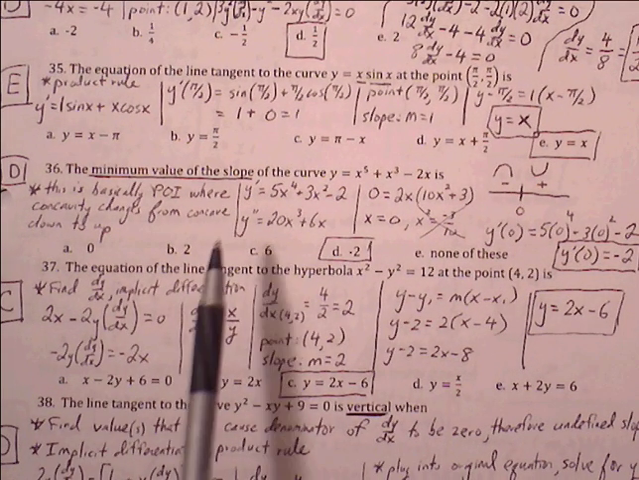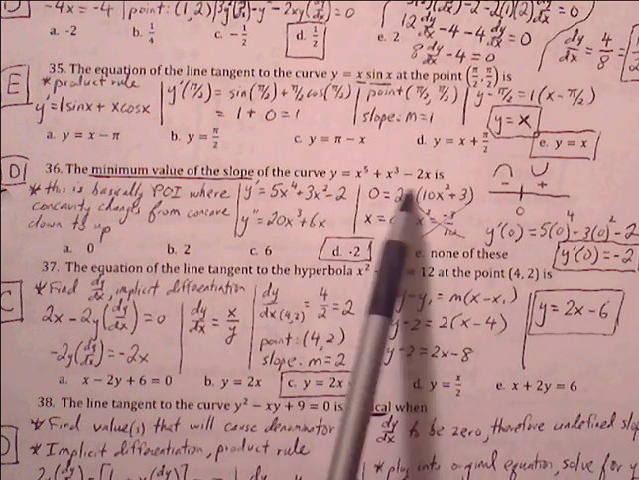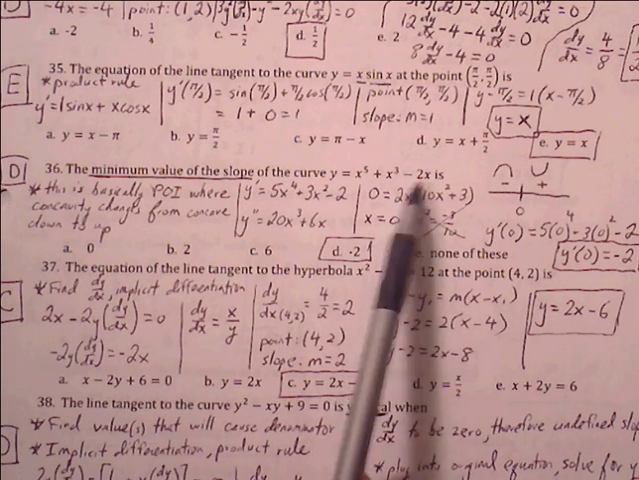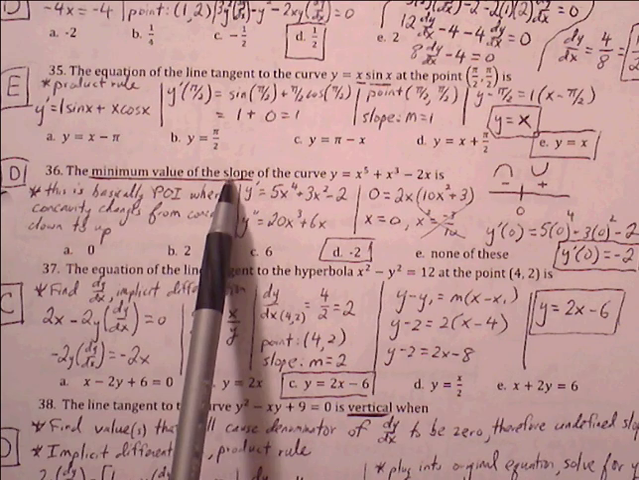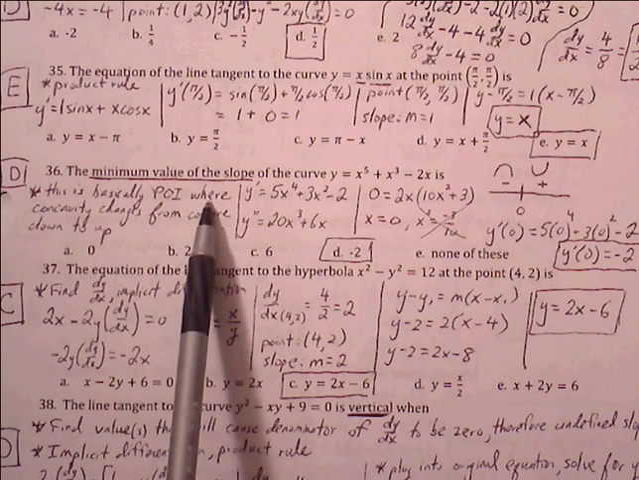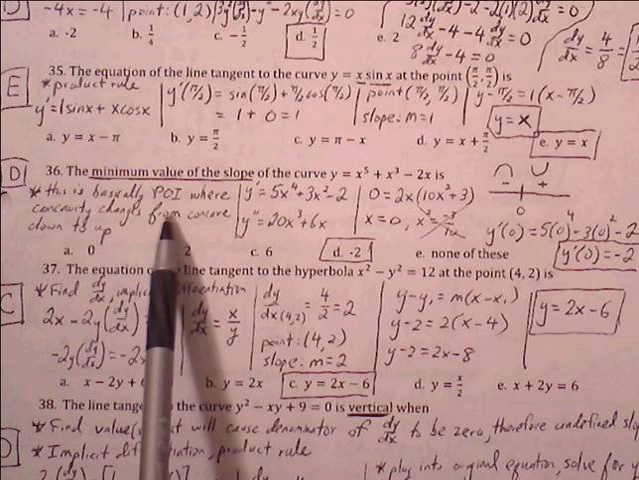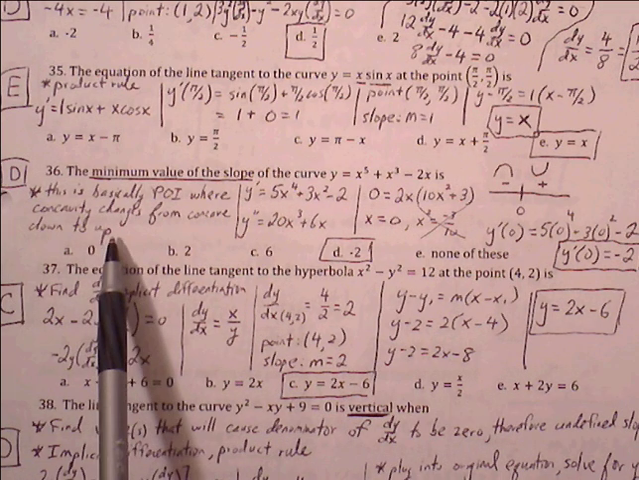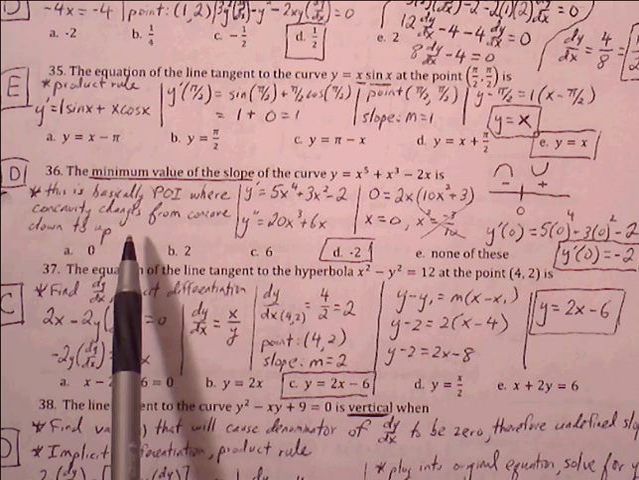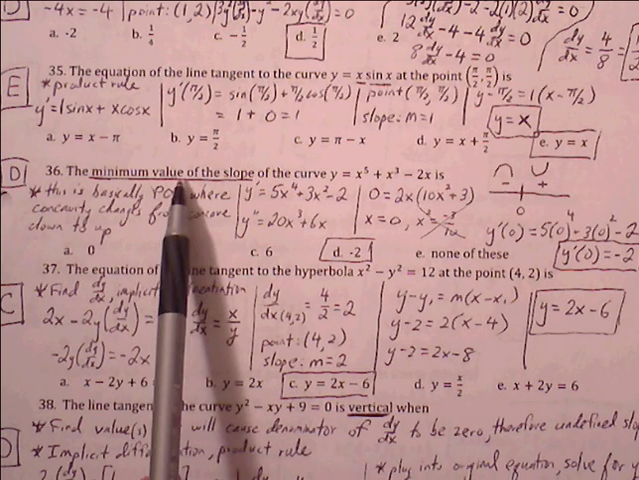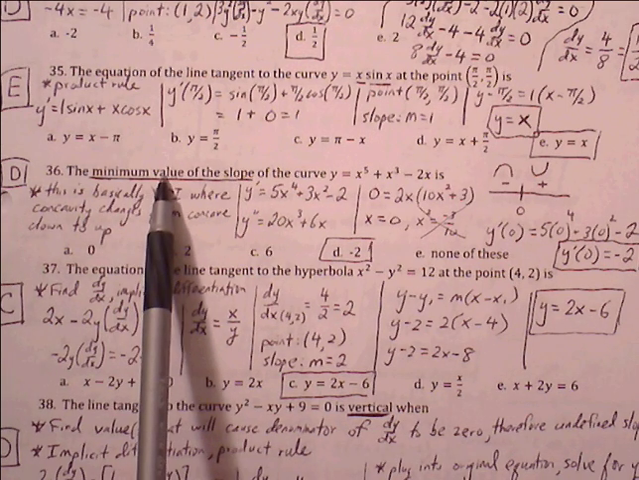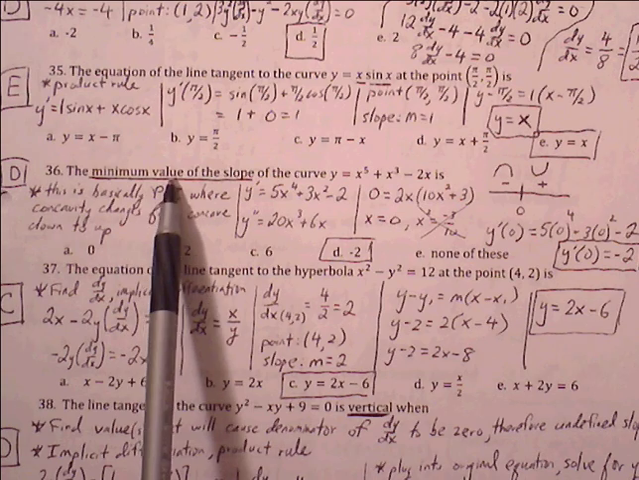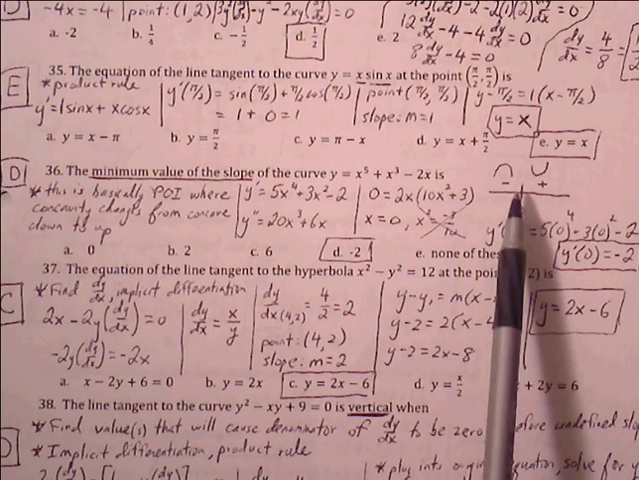36. The minimum value of the slope of the curve is, for this curve, so minimum value of the slope. Think of it this way. The minimum value of the slope is basically the POI where the concavity changes from concave down to concave up. So we're basically looking for the location on the curve where the steepness is at its most negative. Okay, its steepness is at its most negative.